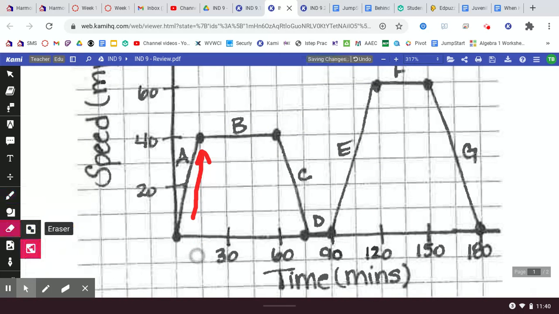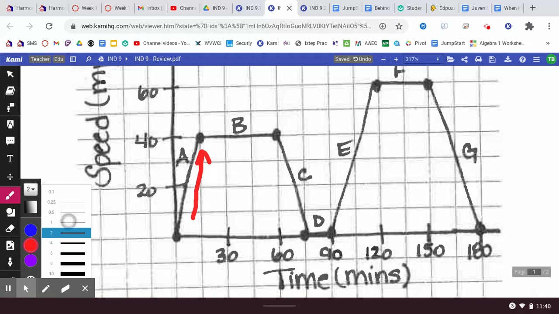Oh, man, I don't like that fat one. I'm fat shaming my pen.